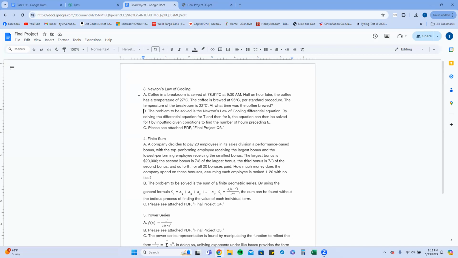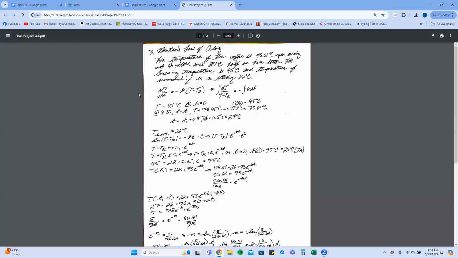So the problem that we have here is the Newton's law of cooling differential equation. By solving the differential equation for T and then solving for k through natural log, the equation can be solved for t by inputting given conditions, and that gives us the number of hours preceding t naught. And then we will go look at the work done.